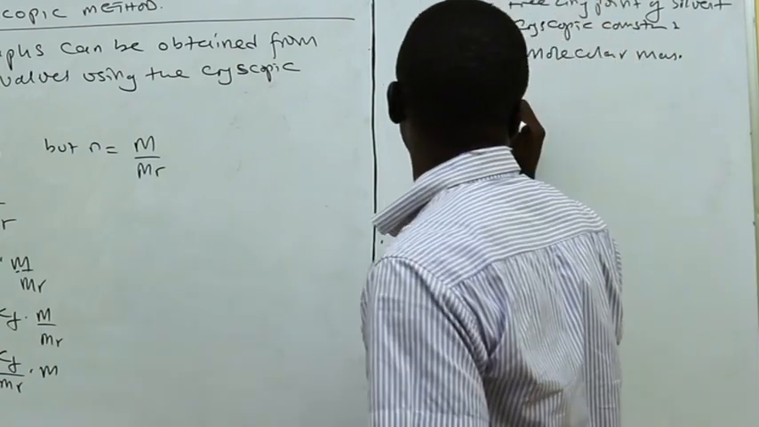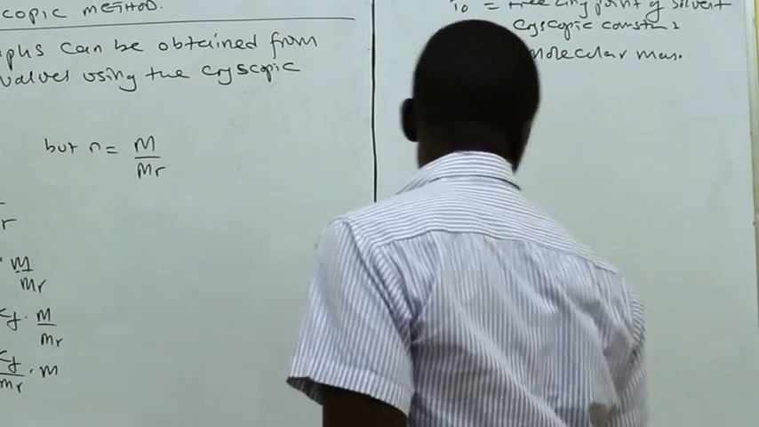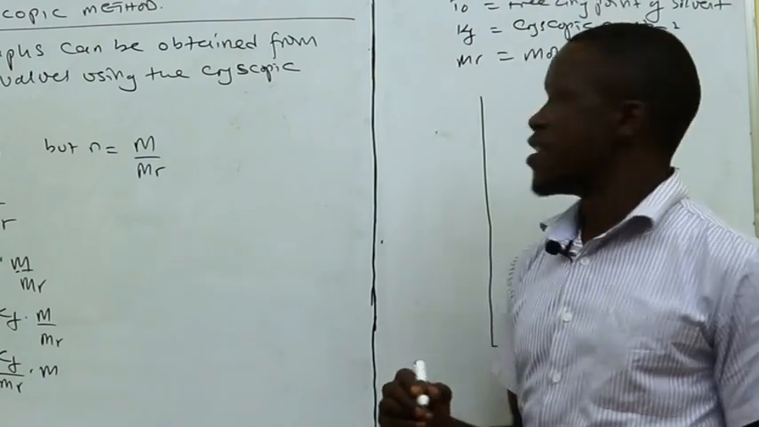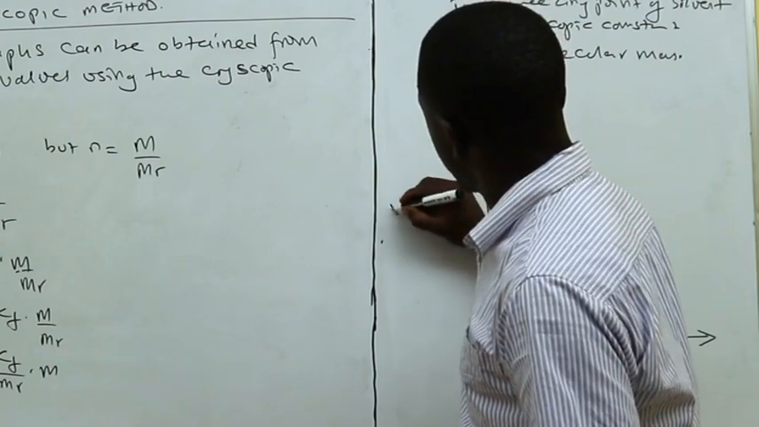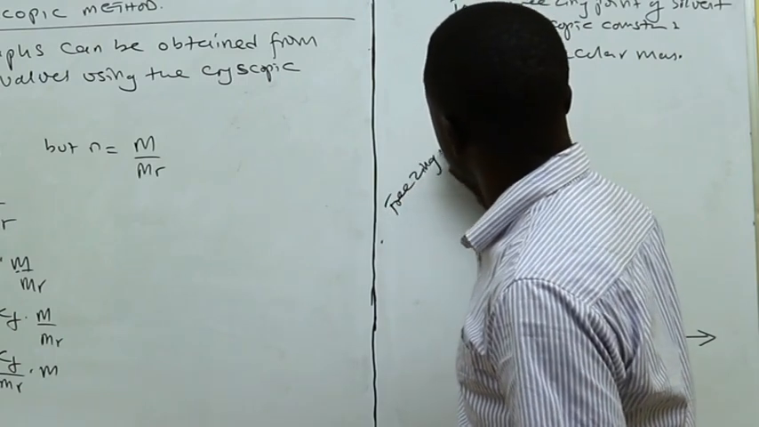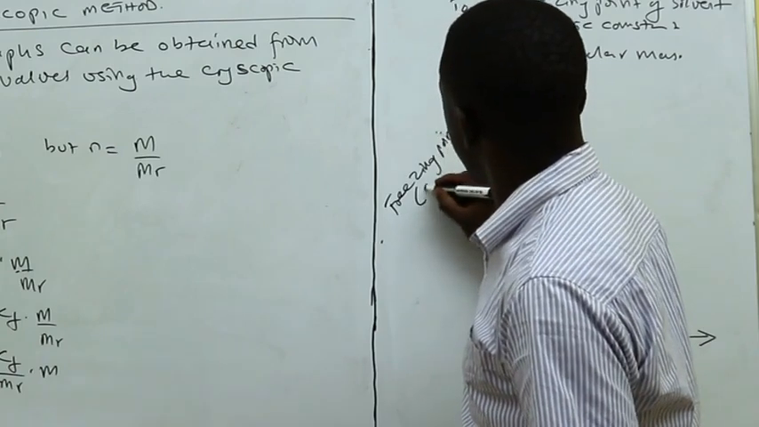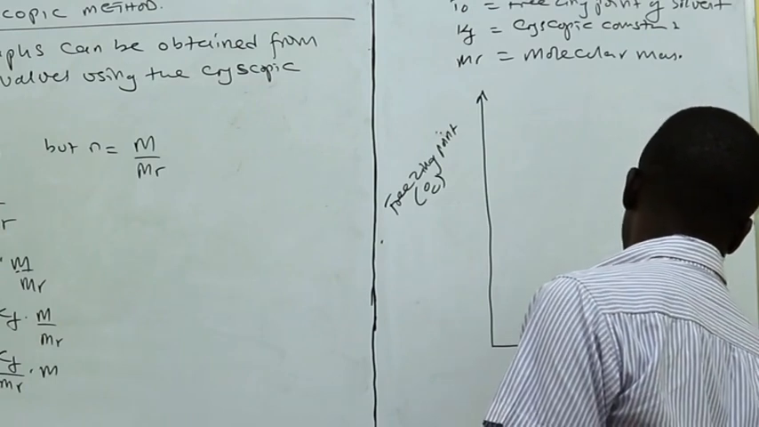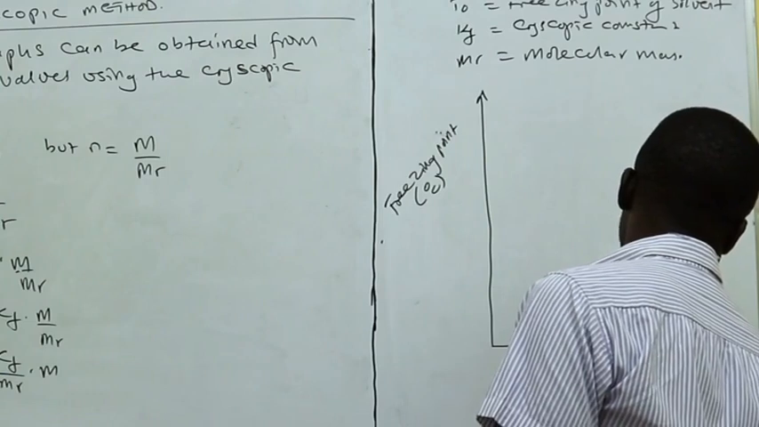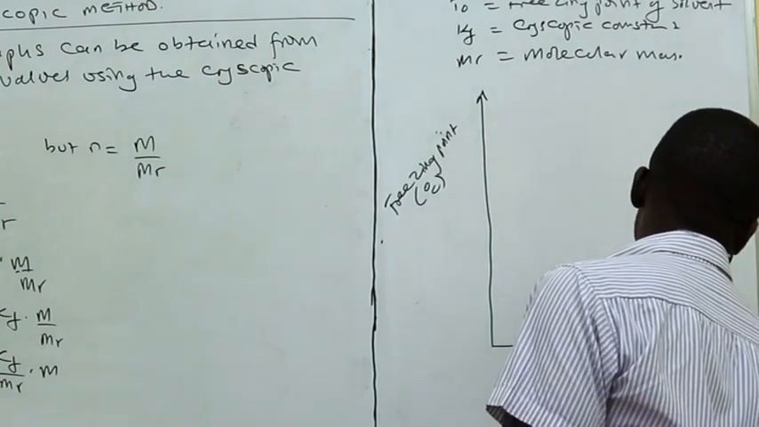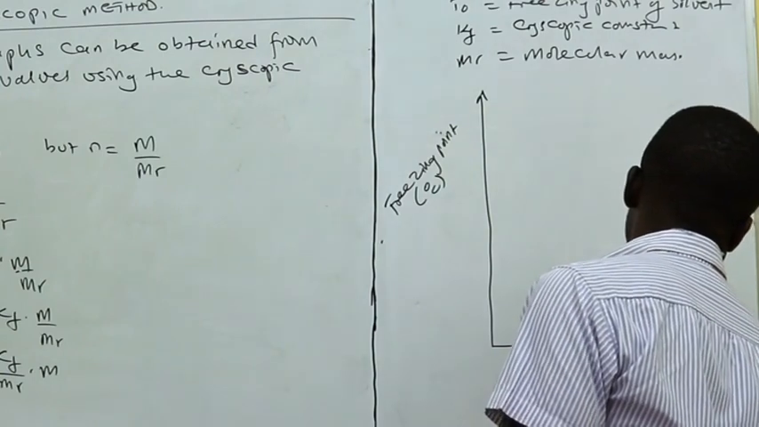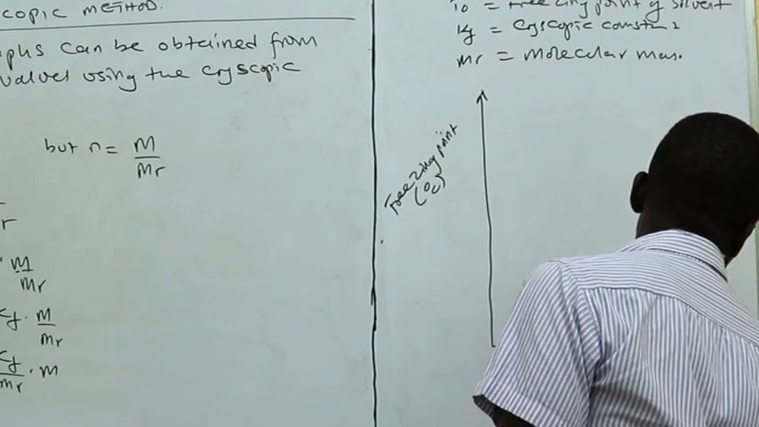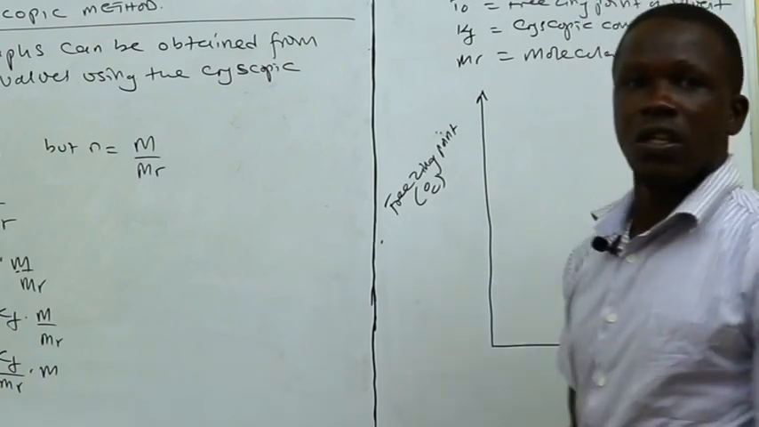So we could plot a graph of freezing point against mass of the solute added. You could have freezing point in degrees Celsius against mass of solute added. Mass of the solute could be grams per 1,000 grams of the solvent. We can fix the solvent there.